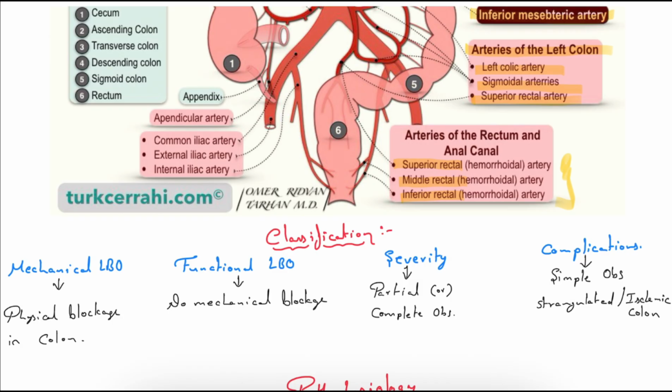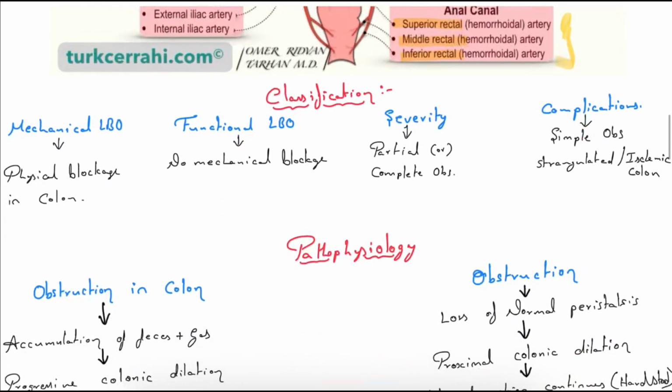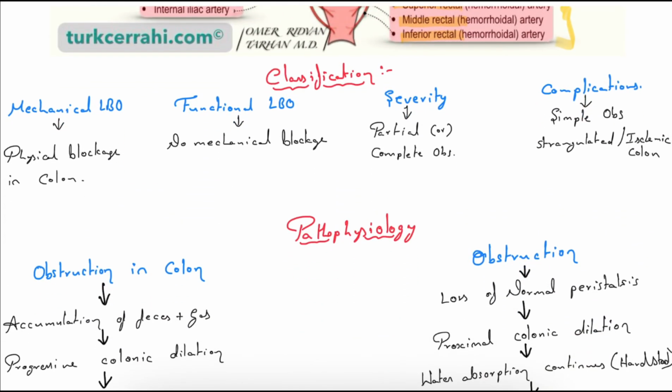So that is the main thing. We can divide large bowel obstruction based on classification. First one, you can see the same pattern as small bowel obstruction, the same pattern I'm following here. In classification of large bowel obstruction, first we have mechanical large bowel obstruction, that means a physical blockage in the colon.